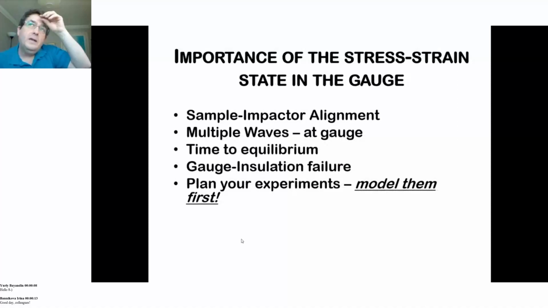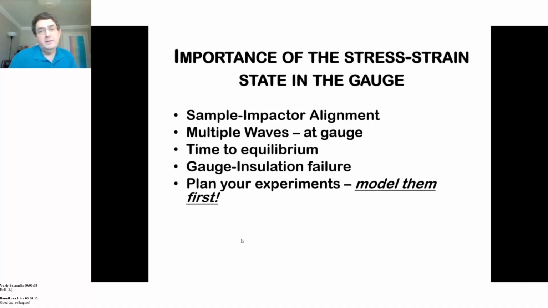Now, those are a couple of examples, but let's have a look at some of the things that we've got to take a lot of care with: sample impactor alignment, multiple waves, time to equilibrium, and gauge insulation failure. This is a thing a lot of colleagues of mine talk about. Plan your experiments, model them first if you can. If you can't model them, then at least get a piece of graph paper and draw distance-time diagrams to work out what you expect to see first, then plan your experiment.